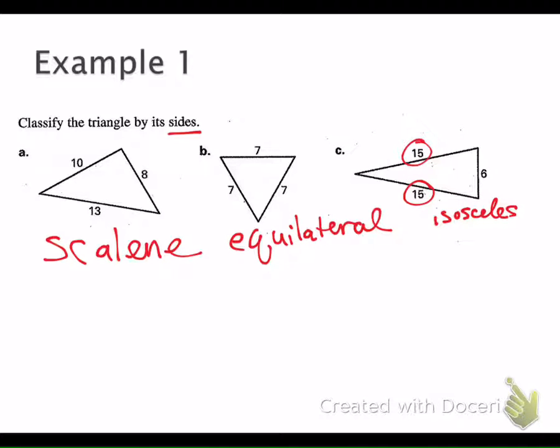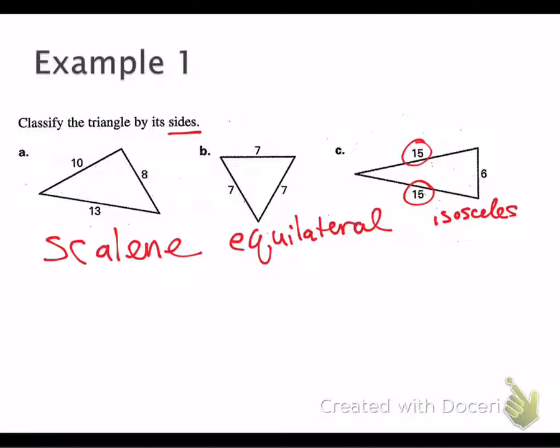I can slow down. So, if all 3 match, equilateral. 2 of them match, isosceles. None of them match, scalene. Those are the only 3 options for sides. When we classify by angles, you will have 4 options. So that's a little trickier. Still not too bad, though. Do you have any questions? We're going to look at a few more examples, but these are the ones I want you to have in your notes. So make sure you have the picture and the answer.